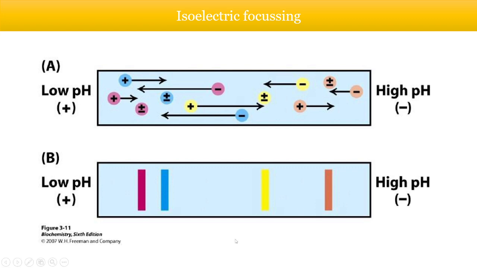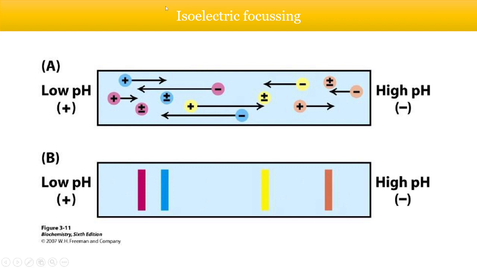So for example, if you have a buffer of pH 6 and the pI of your protein is say 7, when the pH of the buffer is less than your pI, your protein is positively charged. So if it is positively charged, it will move towards the cathode, and if it is negatively charged, it will move towards the anode, right?